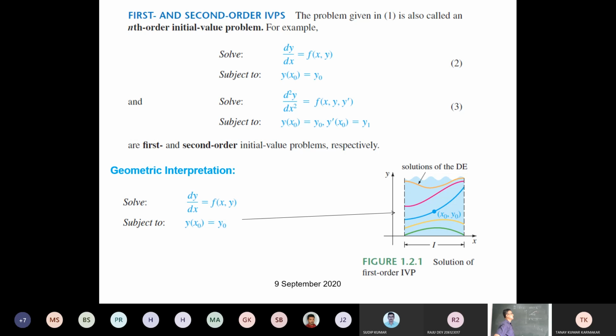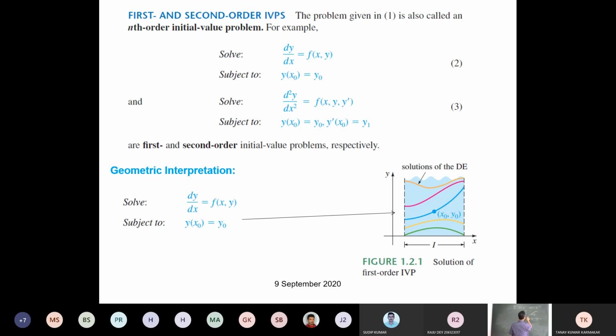So these are the first and second order initial value problems. As you can see, it is very straightforward, because you already know how to describe an initial value problem for an nth order differential equation. Later on you are going to find another thing: that we are seeking solutions in a rectangle R in R2. You are going to come across this very frequently. So what is the meaning of that?